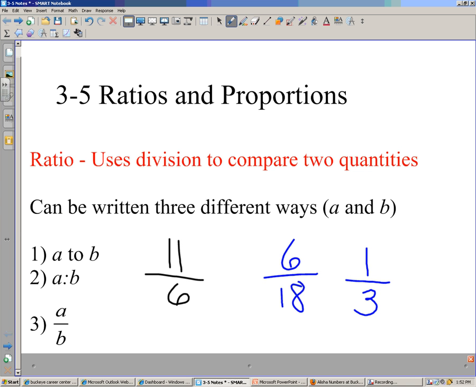So I could go 1 female student, 1, 2, 3 people. 1 female student, 1, 2, 3 people. Okay? So for every 1 female student, there's 3 people in this class. Okay, that's what that means.